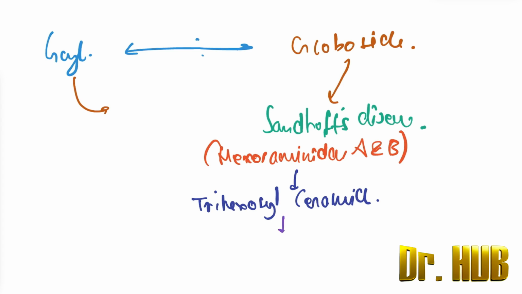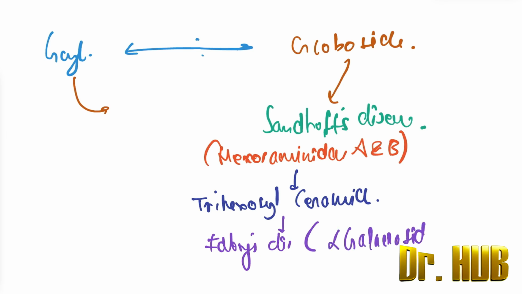Next, there is also presence of Fabry's disease. This is nothing but alpha galactosidase deficiency. So this leads ultimately to the lactosyl ceramide.